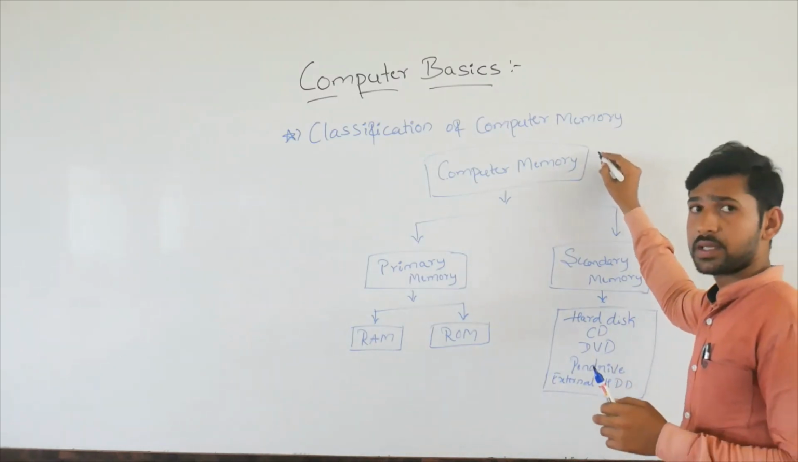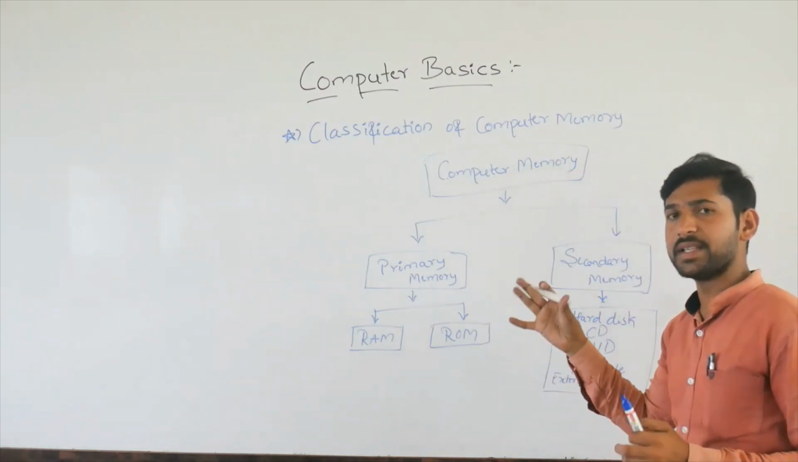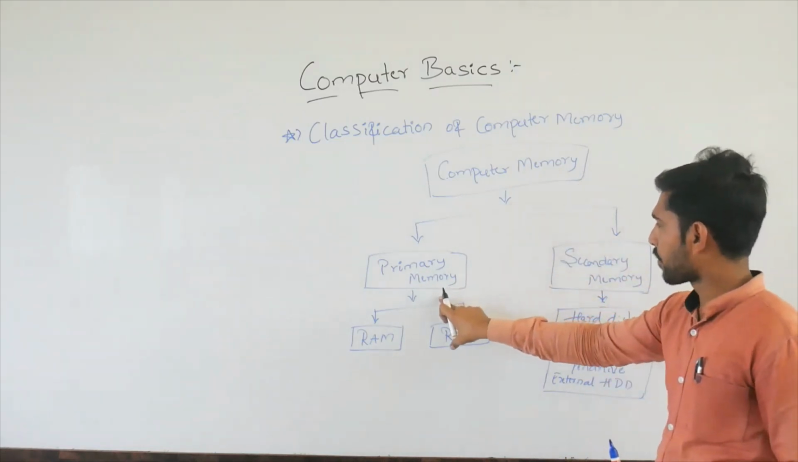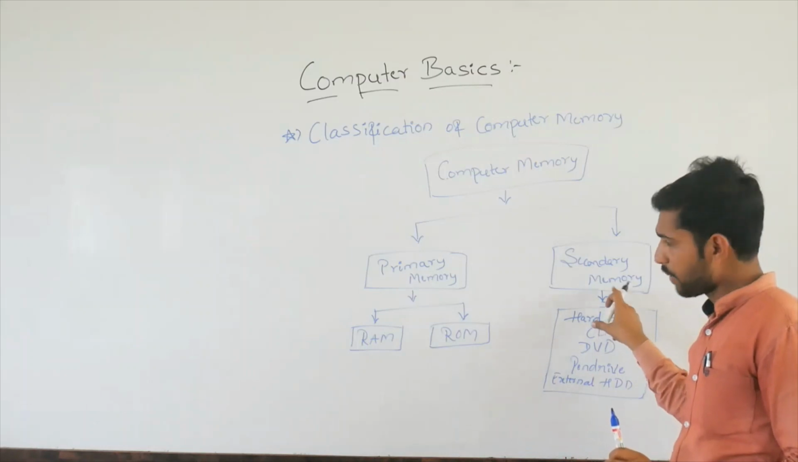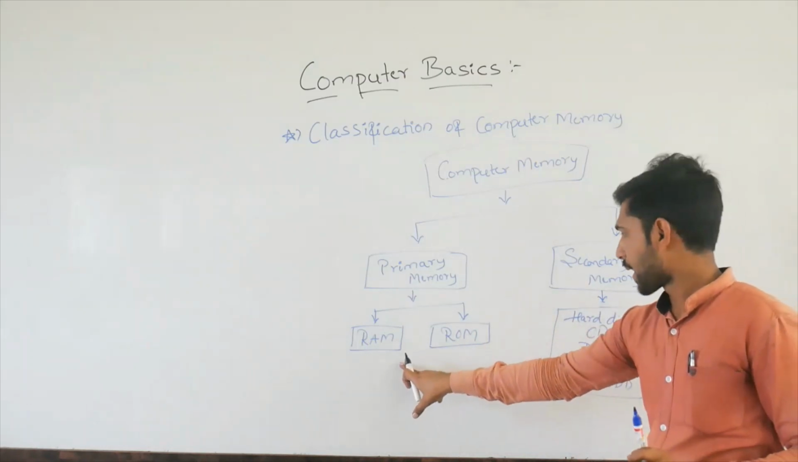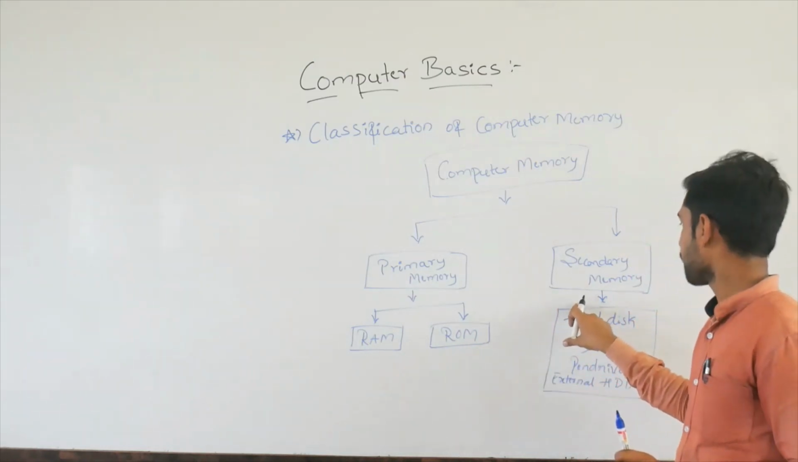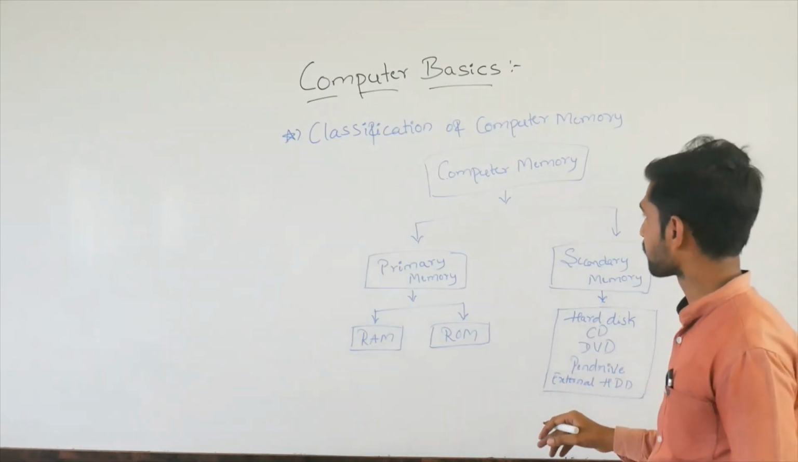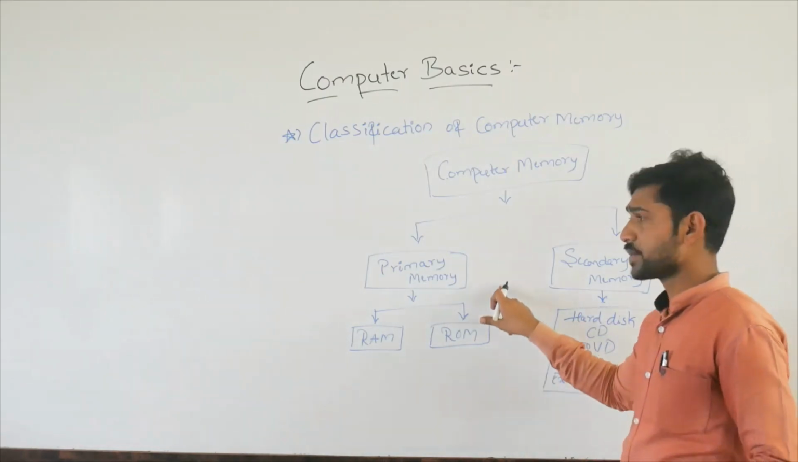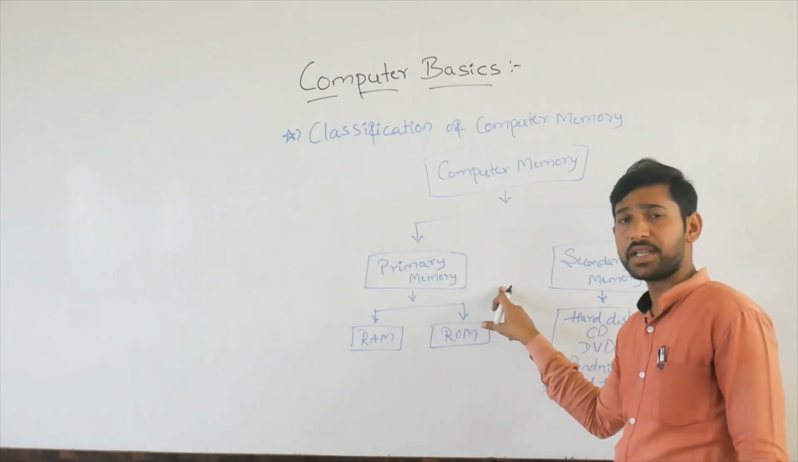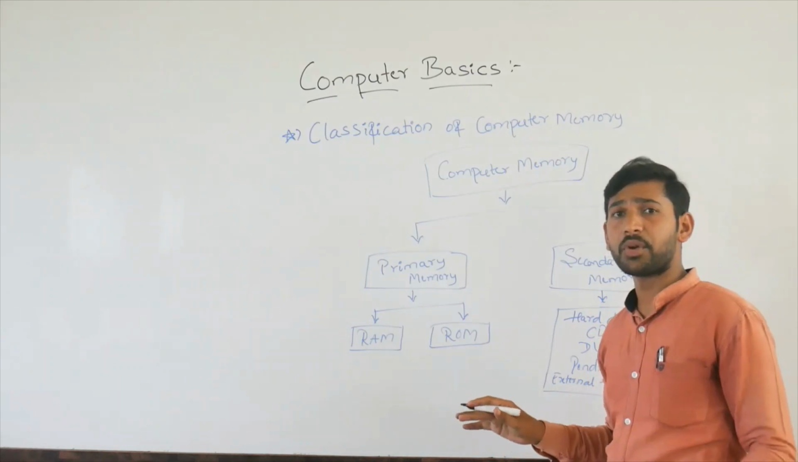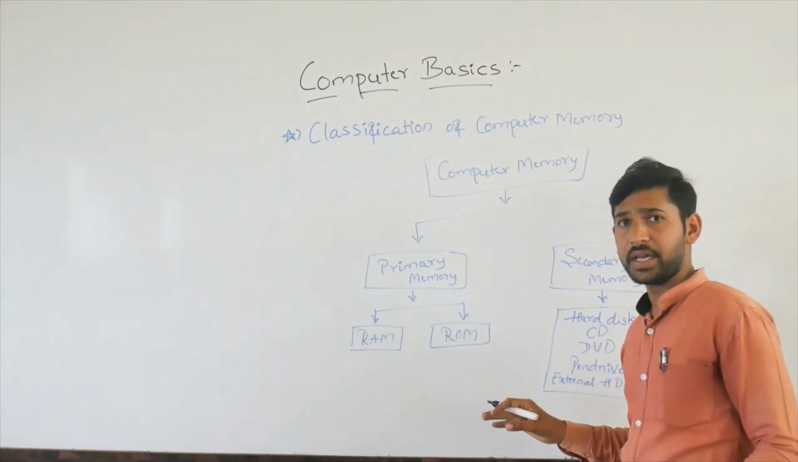The main memory storage unit means computer memory. The whole memory is divided into two parts: primary memory and secondary memory. In primary memory there are two types: RAM and ROM. Secondary memory consists of a number of external memories. Then what is primary memory? The primary memory is a temporary storage device. It stores temporary data only. Okay.